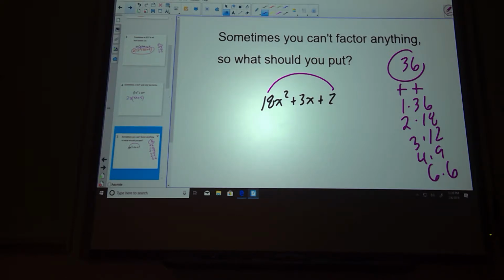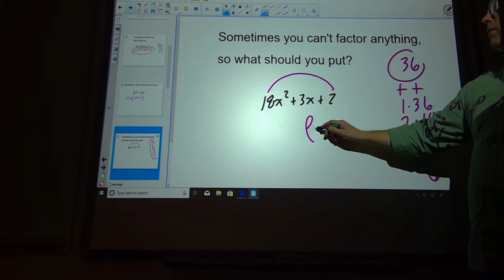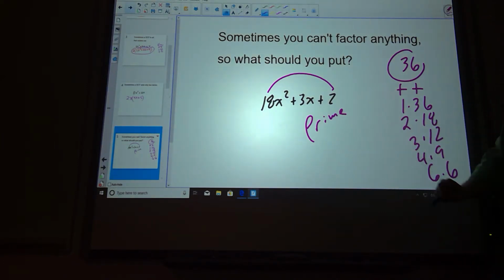1 and 36 is 37, 2 and 18 is 20, 3 and 12 adds together to 15, 4 and 9 gives me 13, and 6 and 6 gives me 12. So I can't get that middle term, agree? So all we need to write on this one for right now is prime. It's not going to factor. See how I kind of logically went through that?